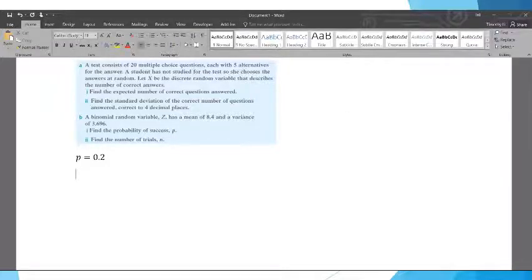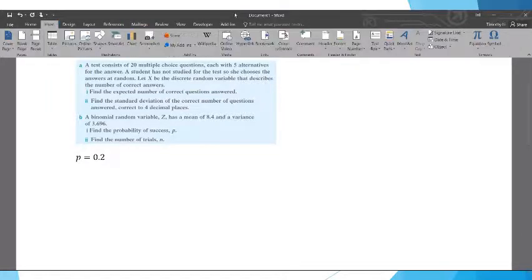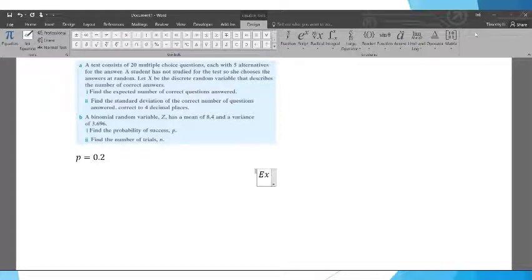Alright, find the expected number of correct questions answered. So we want to know the expected number of successes, I'll just say the mean. The E of x equals np, if you recall. So we have 20 trials, so we have 20 times the probability of success, which is 0.2. That means we will have 4 correct answers.